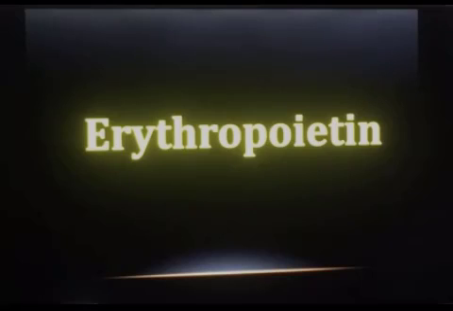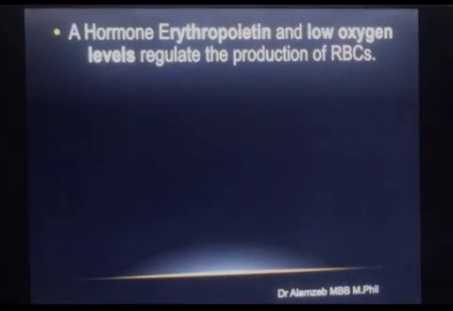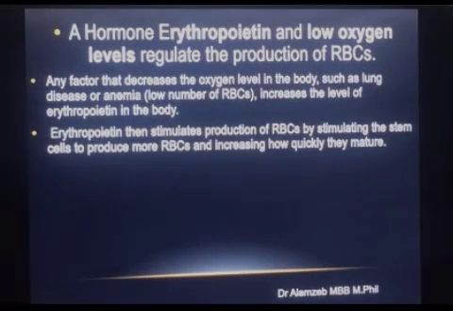The RBC inducer factor is called erythropoietin. The hormone erythropoietin and low oxygen level regulate the production of RBCs. When there are fewer RBCs, erythropoietin is produced, and it causes production of RBCs. It not only increases the production of RBCs, but it also decreases the maturation period of the RBC. It means that the RBCs are produced quickly, and they mature quickly.